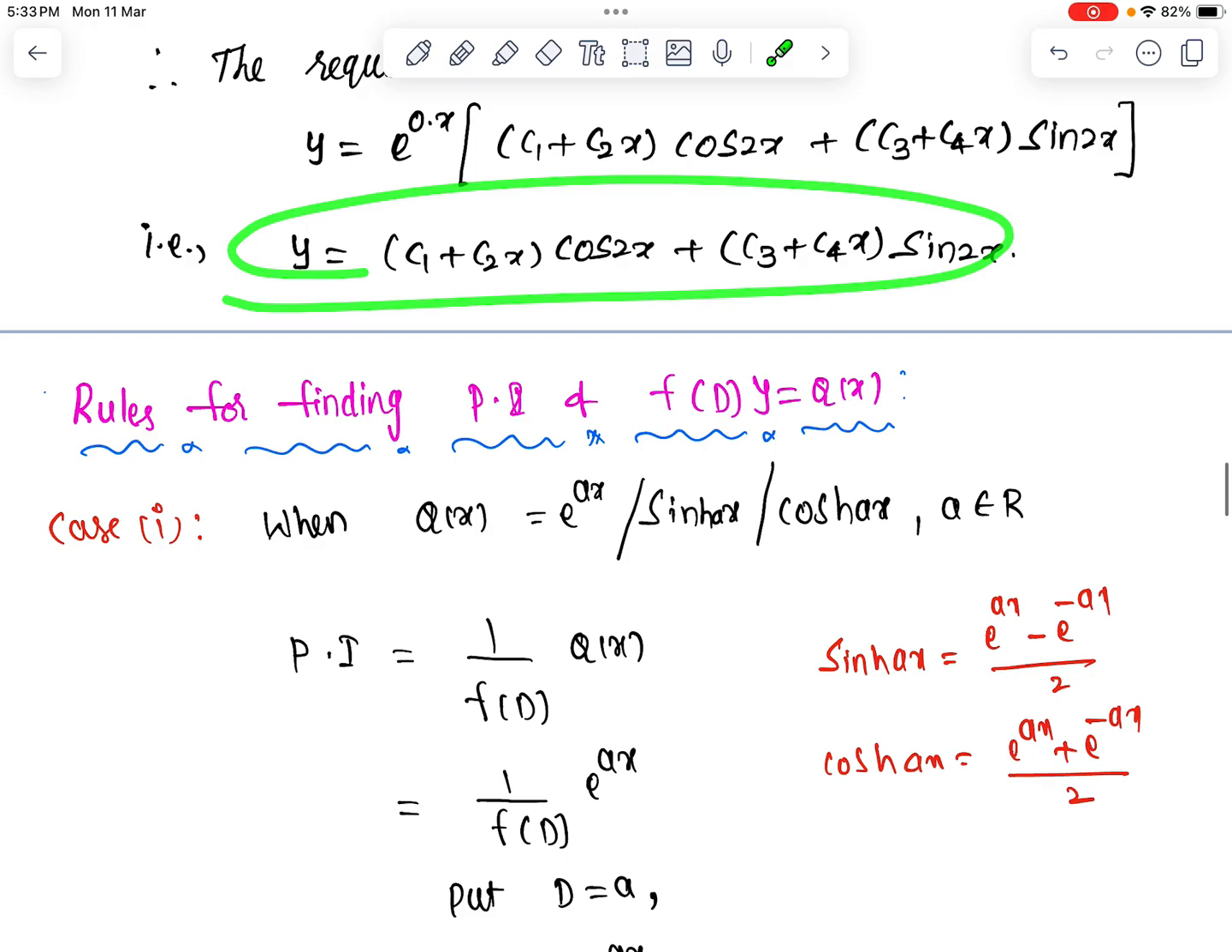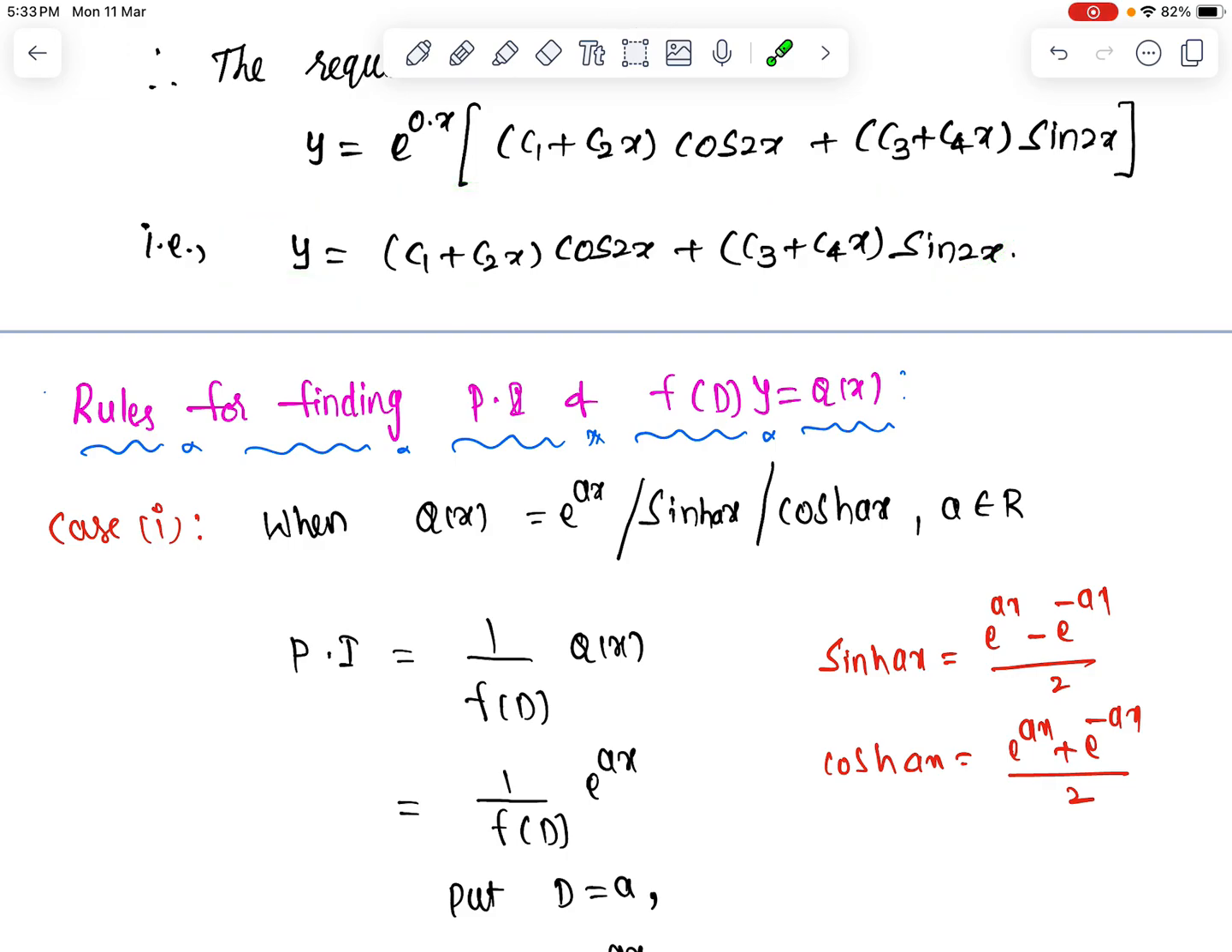After that, rules for finding particular integral.